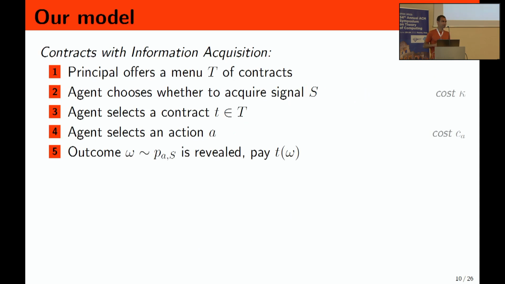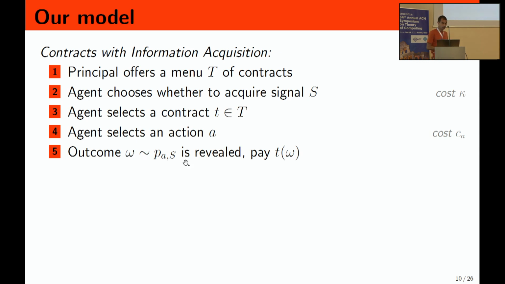Okay, I think I still have some time left, and so I'd like to tell you what our model is in this paper. So contracts with information acquisition, the way we frame it is the principal offers a menu of contracts. The agent at the next stage gets to choose whether or not they go out and acquire information, like run the survey. If they do, they have to incur a cost kappa. Then the agent gets to pick a contract from the menu and sign it. Then the agent picks what action they want to take, for example, what kind of marketing technique they want to use, based on the signal if they acquired it, or just based on their prior knowledge if they didn't. And those actions have heterogeneous costs. And then nature draws the outcome, and the agent is paid T of the outcome, the contract that they signed.